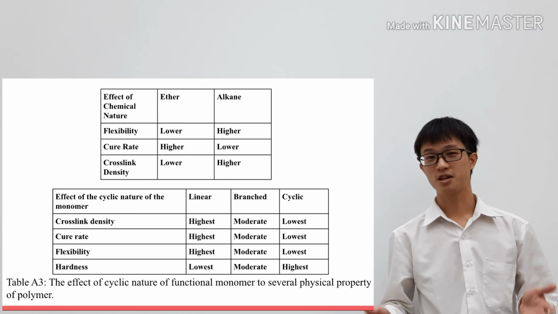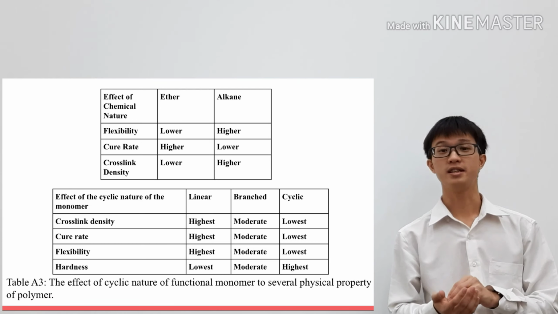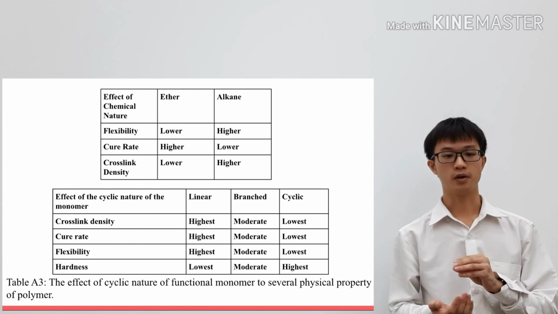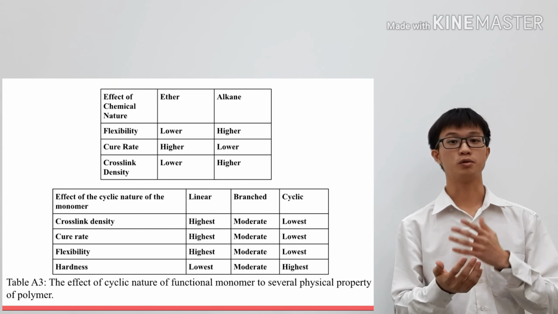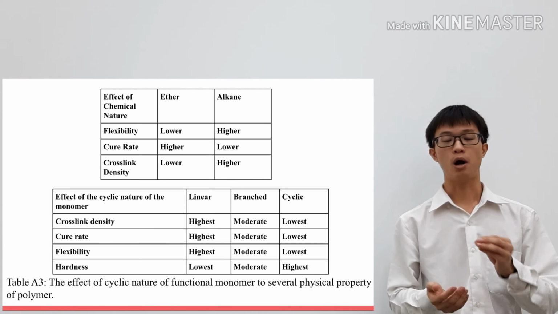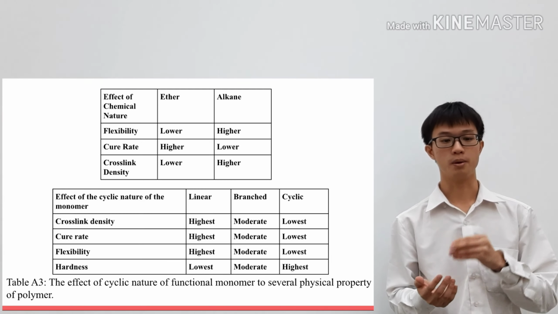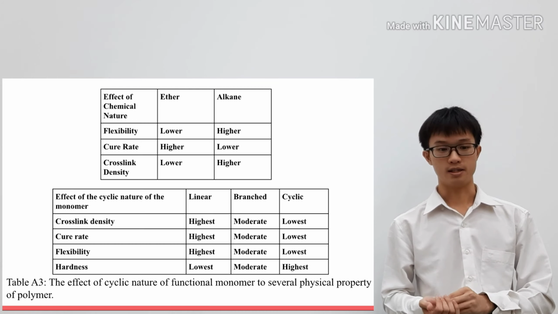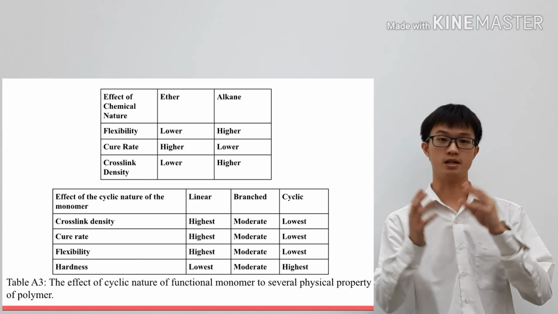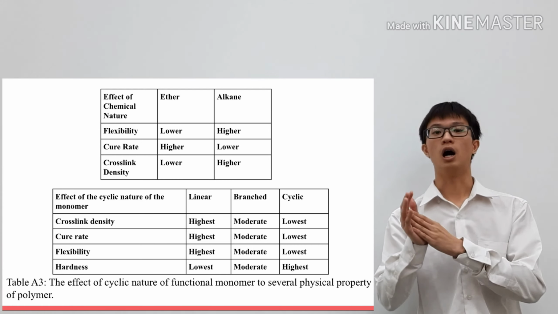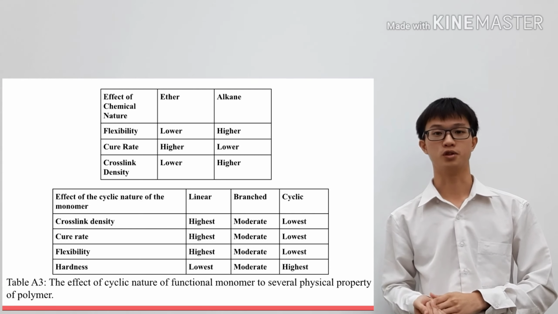So the effect of chemical nature and the effect of cyclic nature will affect the cross-link density and also the cure rates. As for chemical nature, ether is a very stable functional group, so it won't react to form any side linkage, which is why alkane is better for cross-linkage because it has a higher cross-link density. As for the linear form of monomer, it is better as it increases the probability of reaching the side monomers of another functional group.